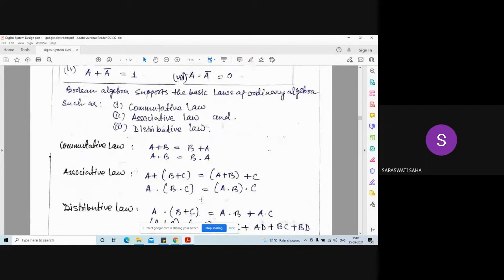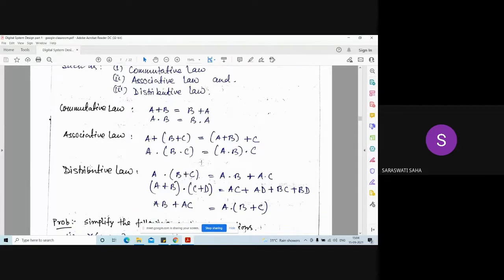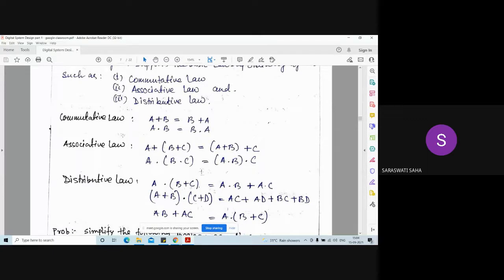Now, Boolean algebra supports some basic laws of ordinary algebra. Already, you should know these three laws. One is known as commutative law, another is associative law, and the third one is distributive law. These are very simple things.